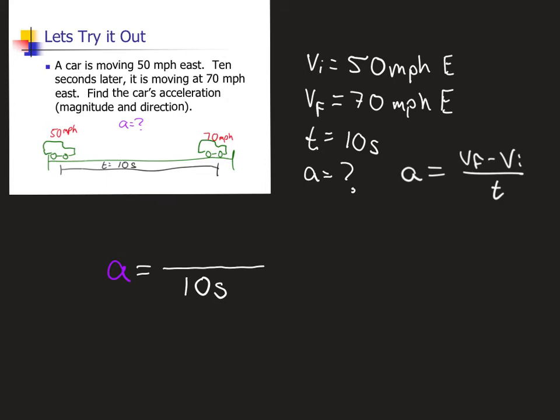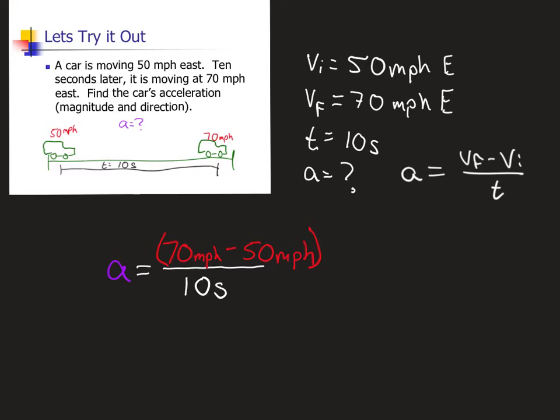The final velocity is 70 miles per hour minus 50 miles per hour. I like to use parentheses so that I remember my order of operation.